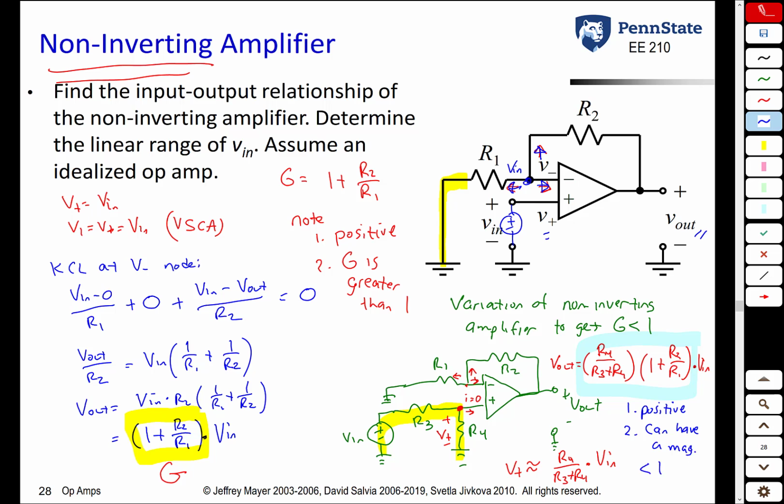So we have two different non-inverting amplifier configurations. The first one is where we attach our input signal directly to the non-inverting terminal, and the gain is going to be 1 plus R2 over R1. In the second situation, we put a voltage divider there, and this allows us to get a gain that is less than 1, but still positive.